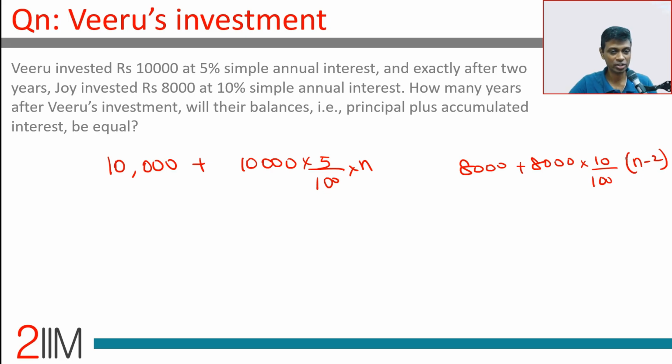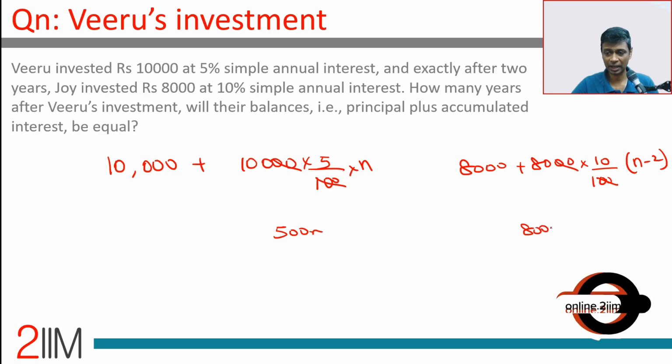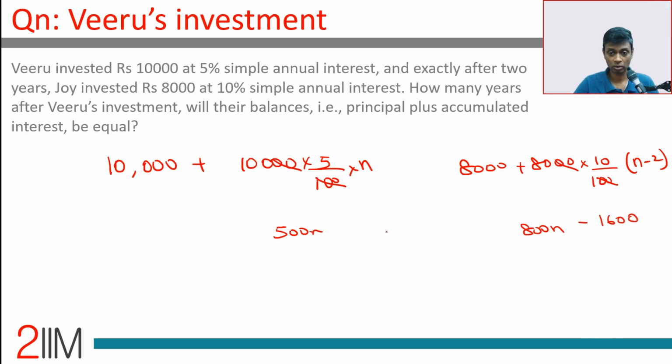Why? Because Joy is investing it for 2 years lesser. That's it. Solve this, we should get 5 by 100, 100 gets cancelled. This is 500 n, 100 gets cancelled. This is 800 minus 1600, 800 into minus 2. This is equal to this.